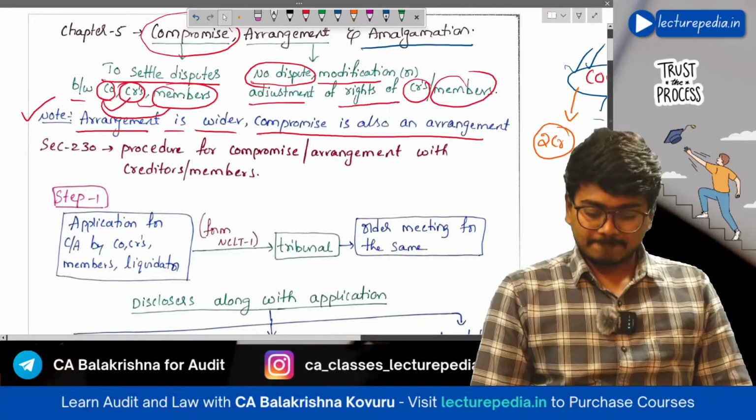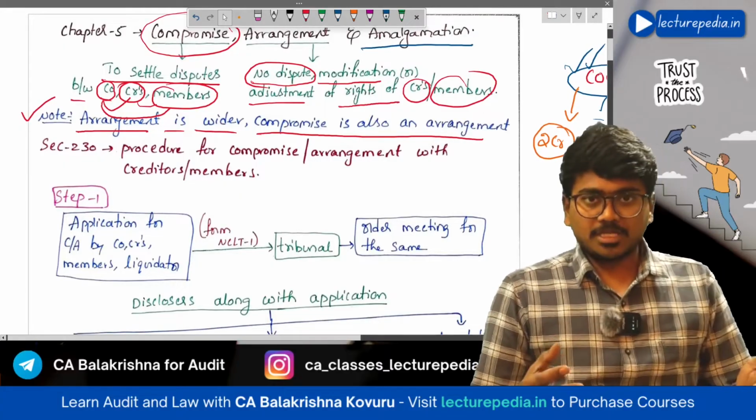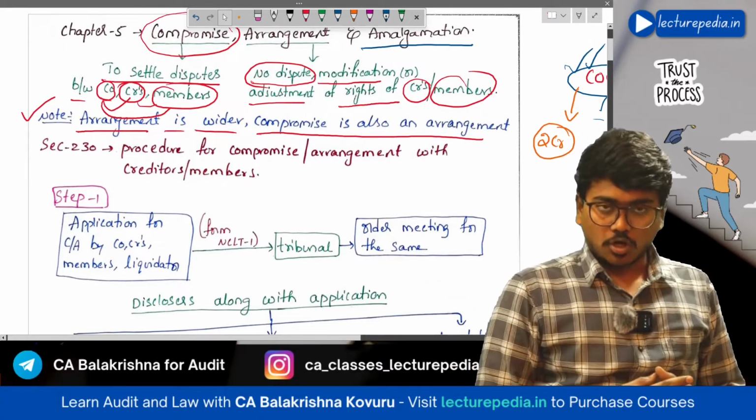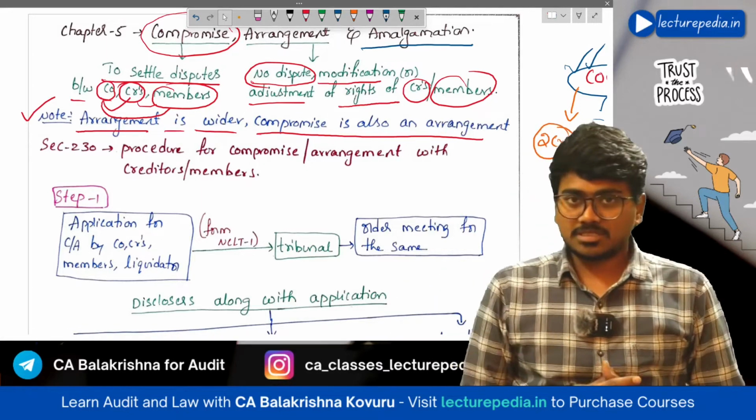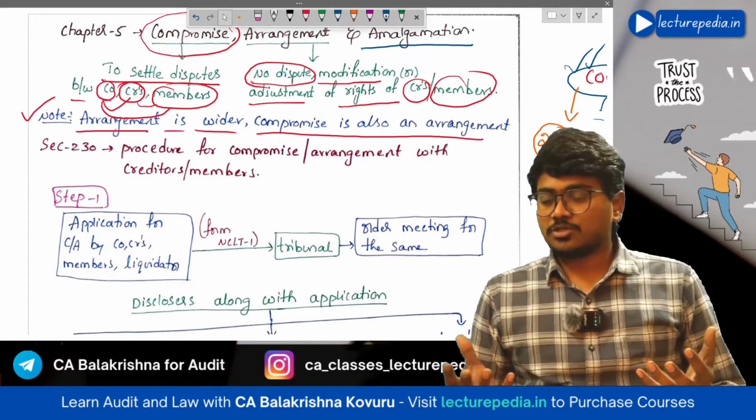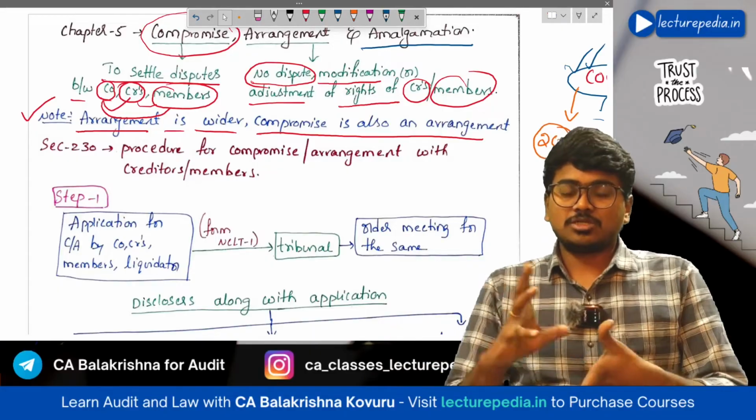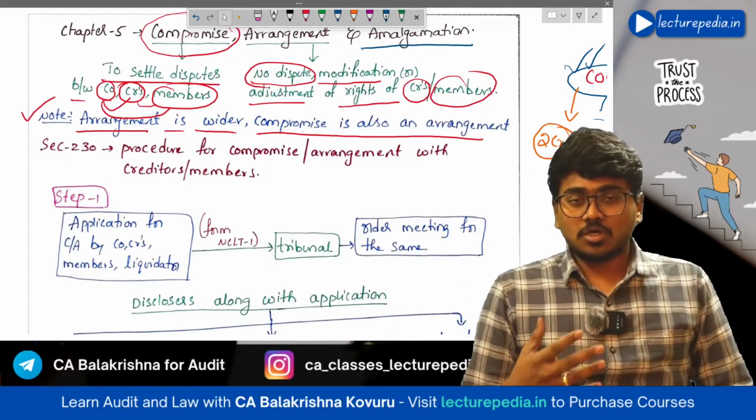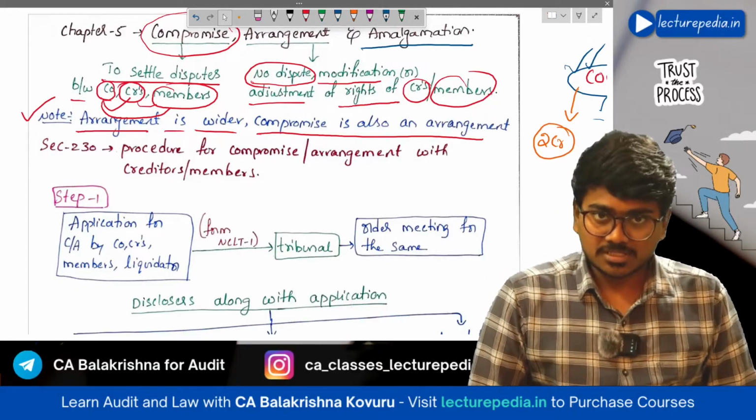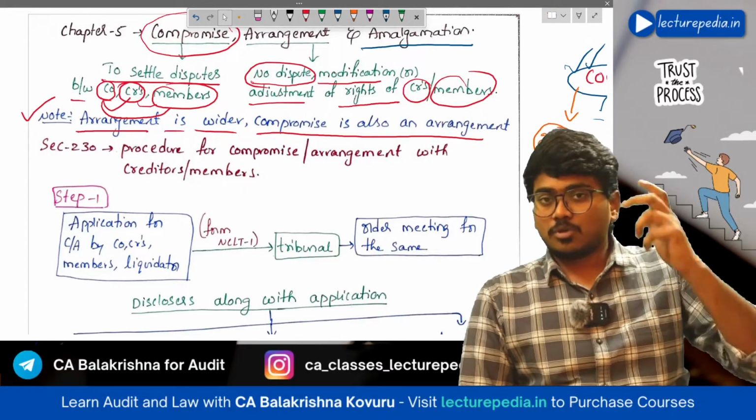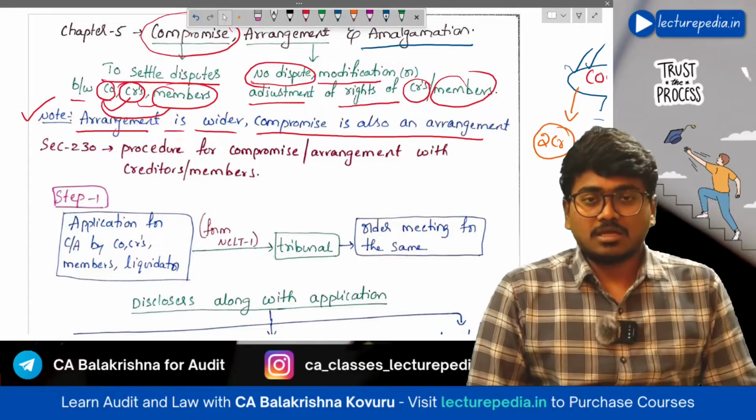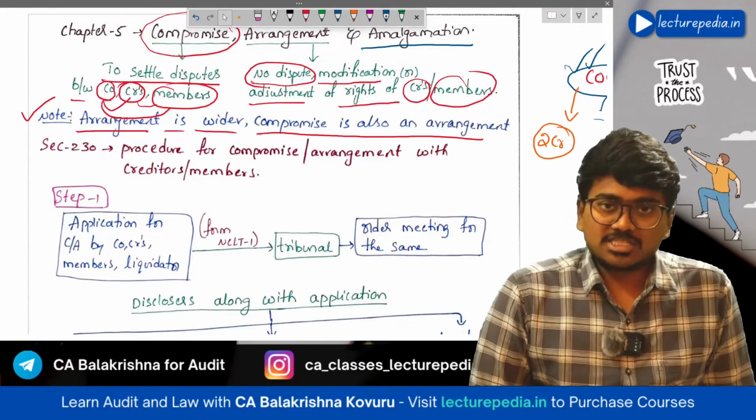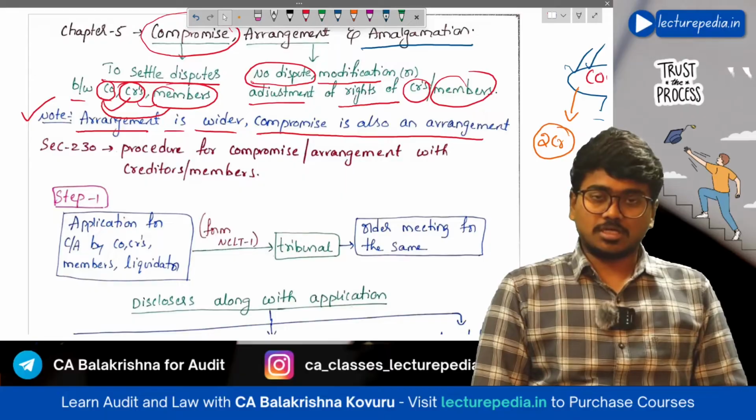Now, the company and creditors, or the company and members, they wanted to enter into a compromise, or they wanted to enter into an arrangement. Now for this arrangement or for this compromise to take place, the approval of tribunal is required. Okay, application to the tribunal has to be made under section 230.